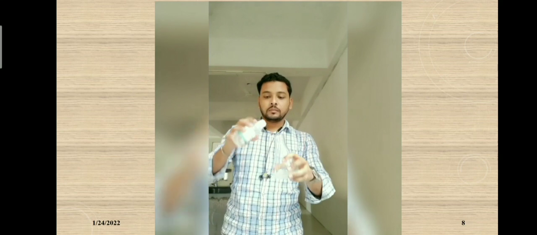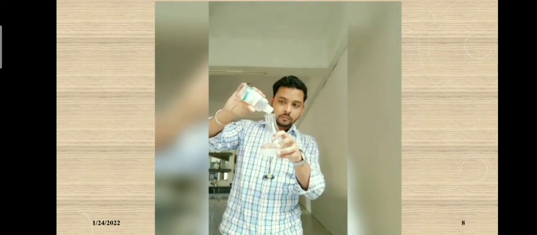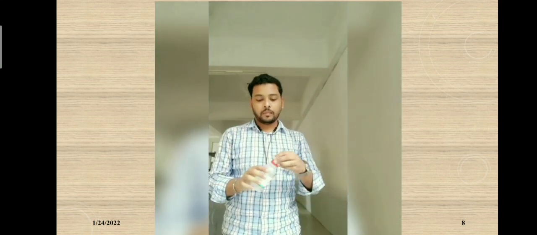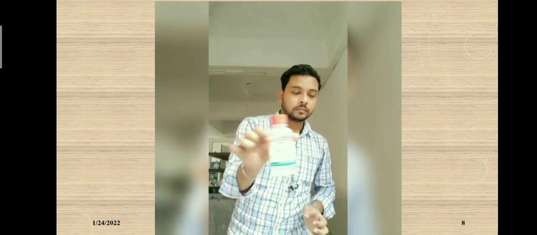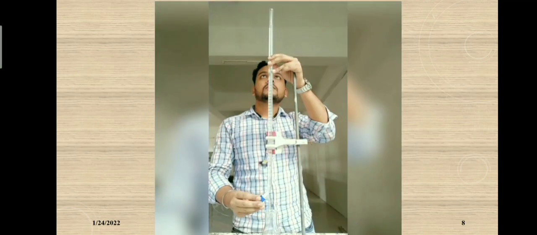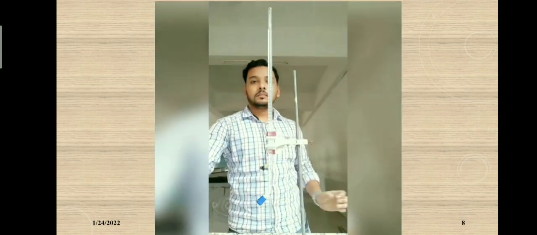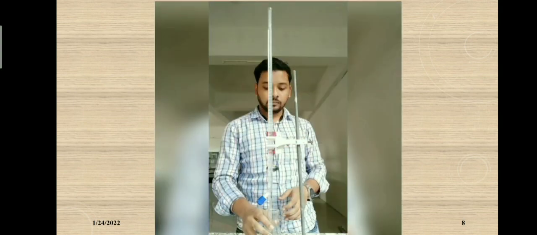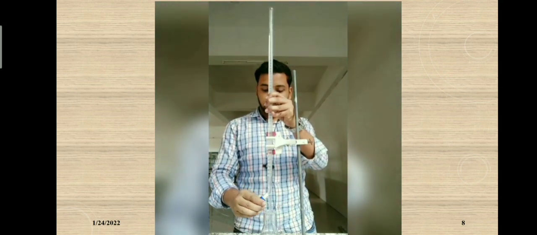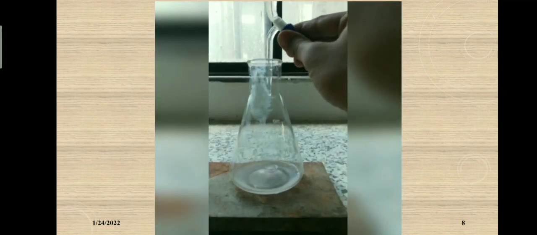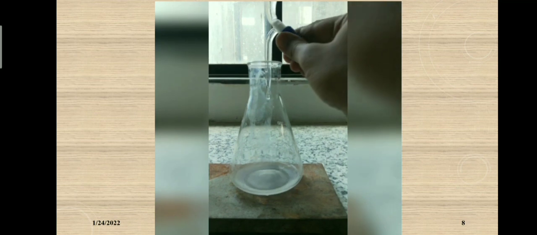Then in the conical flask add 10 ml of the oxalic acid solution containing 2 to 3 drops of phenolphthalein indicator. The burette was fixed using the burette stand, and the conical flask was placed below it. Now the titration was started, with drop by drop addition of the NaOH solution into the conical flask, which already contained the oxalic acid solution.